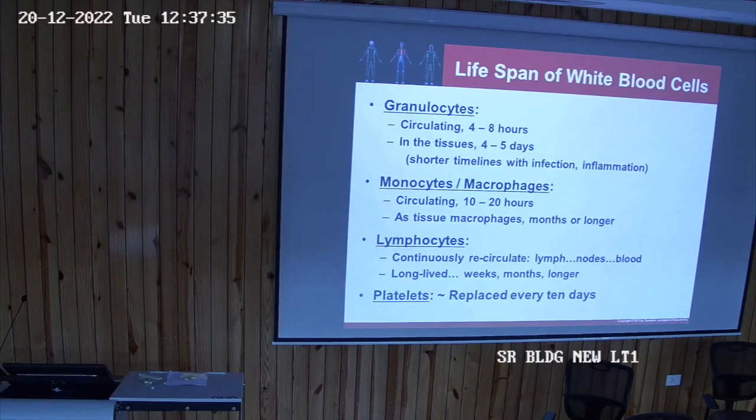Lymphocytes continuously recirculate through the lymph nodes and are long-lived, weeks, months or longer, because they are providing immunity. The immunity may be cell-mediated or humoral, and depending on the type of lymphocyte creating the immunity, it may take a longer lifespan. Platelets are replaced every 10 days.